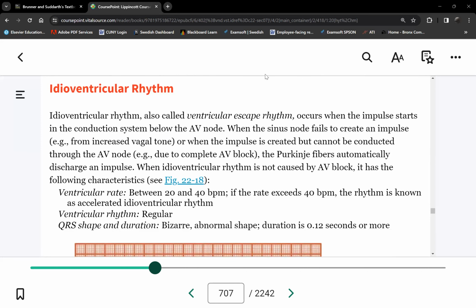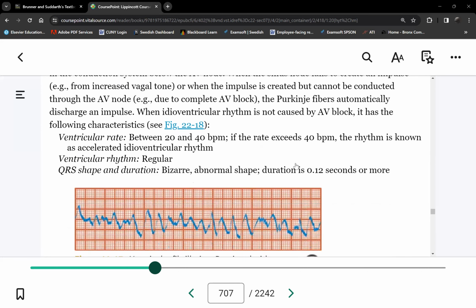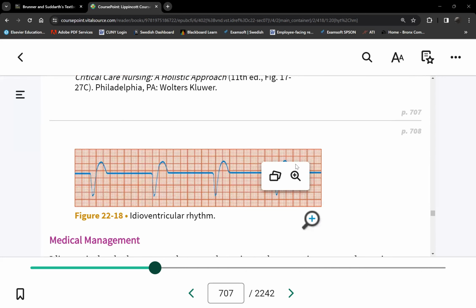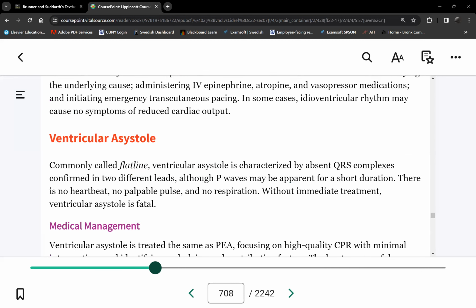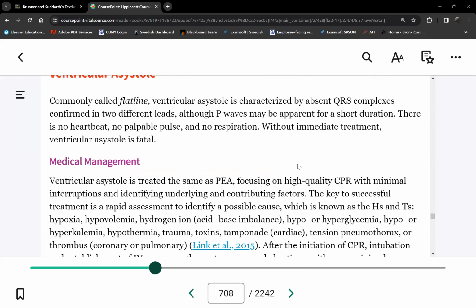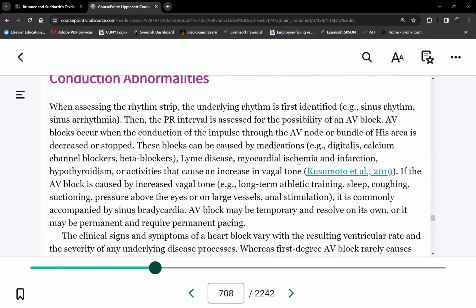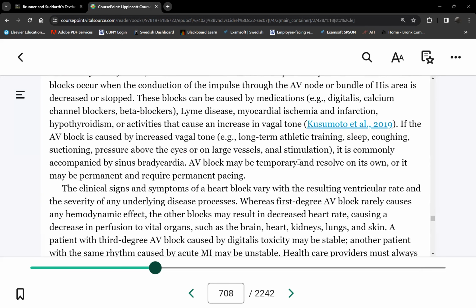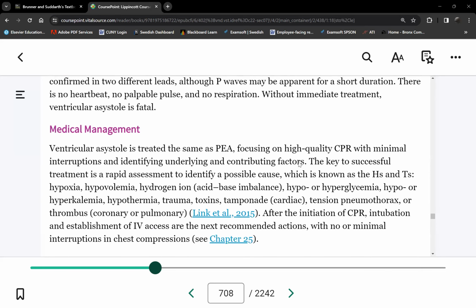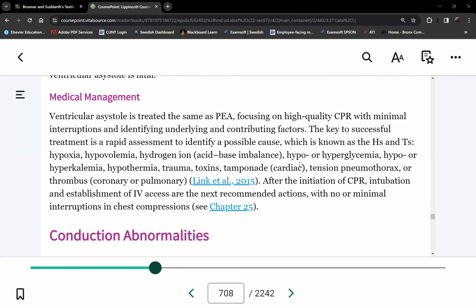I will skip idioventricular rhythm. Let's go now to asystole. So asystole, flatline. How is this managed? No P waves, no QRSs, nothing.